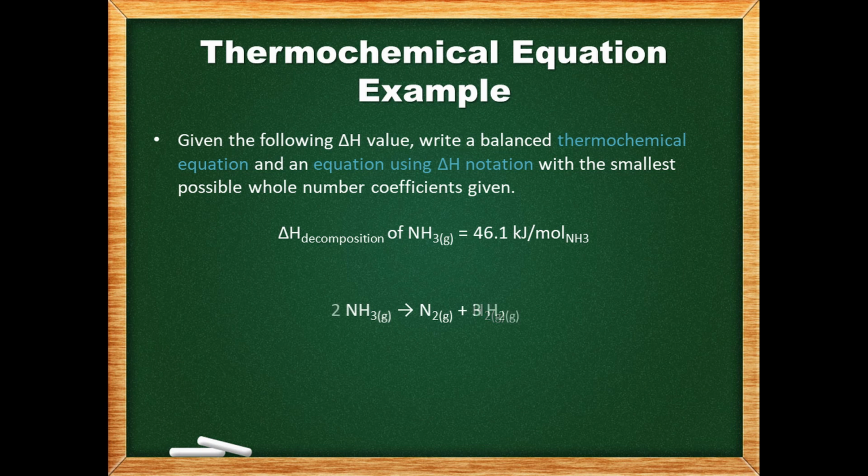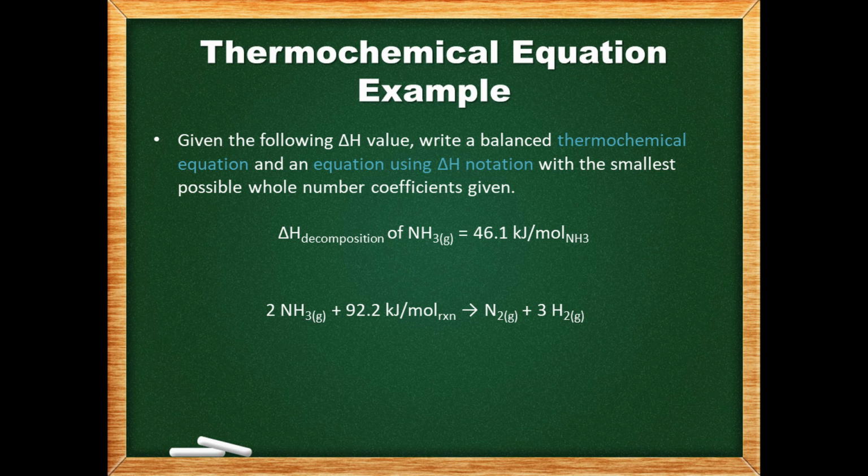We first balance the equation, making sure we have the smallest whole number coefficients possible. There is now a 2 in front of the ammonia, but the delta H value we were given is 46.1 kilojoules per 1 mole of ammonia. We will need to place double this, 92.2 kilojoules, in our thermochemical equation.